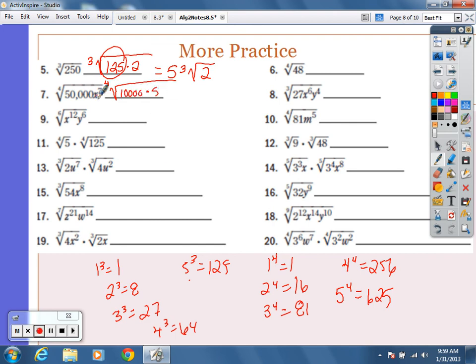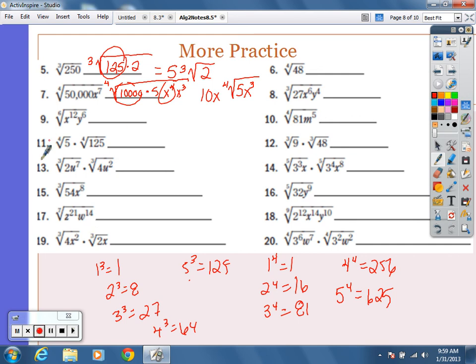What am I going to change x to the 7th to? Well, I need it to be a multiple of 4. So the only thing I could change it to is x to the 4th, x to the 3rd. 10,000 can come out, x to the 4th can come out. I'm left with 10x on the outside after I take the 4th root of x to the 4th. What's left underneath is 5x cubed. And there we have it.